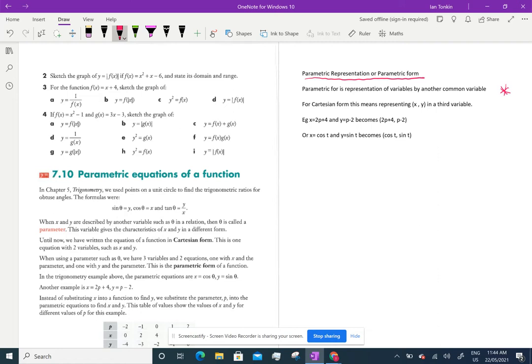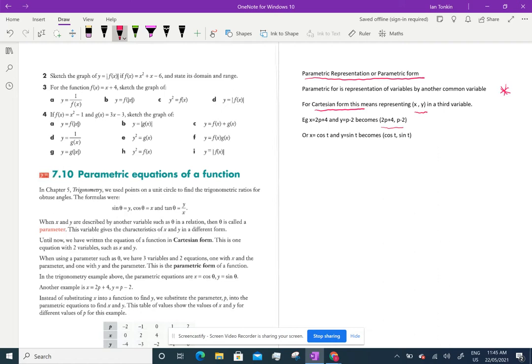Now, for the Cartesian number plane, we only have 2 variables, and they are x and y. So essentially, when we're writing Cartesian equations in parametric form, it's just writing x and y in a third variable. So here's an example. x equals 2p plus 4, y equals p minus 2, and that gives us our coordinate here, 2p plus 4, p minus 2.